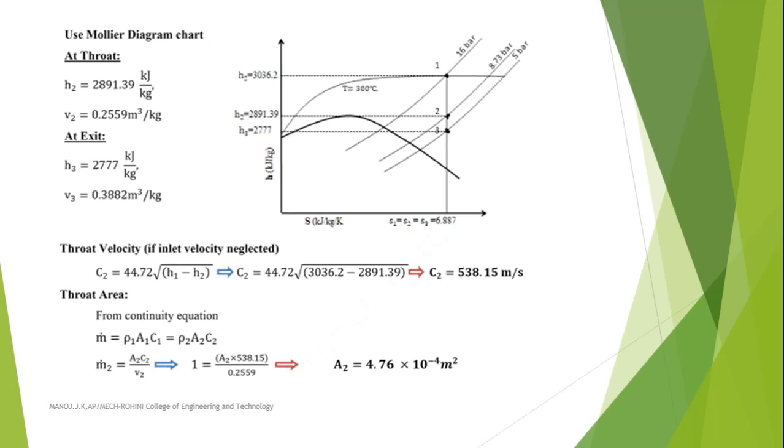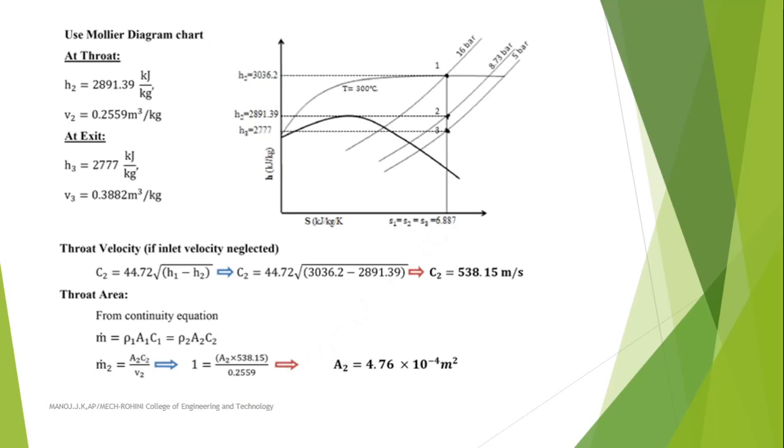Here no losses are considered. Therefore, the efficiency is 100%, that is, 1. We are considering it as 1, which is why I have not shown the 100% value here. By applying all those things, we will get the value of C2 equal to 538.15 meter per second.